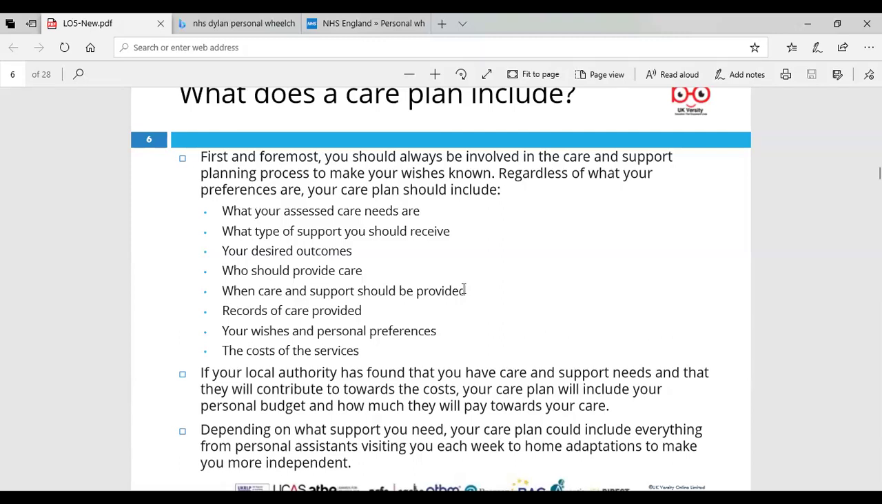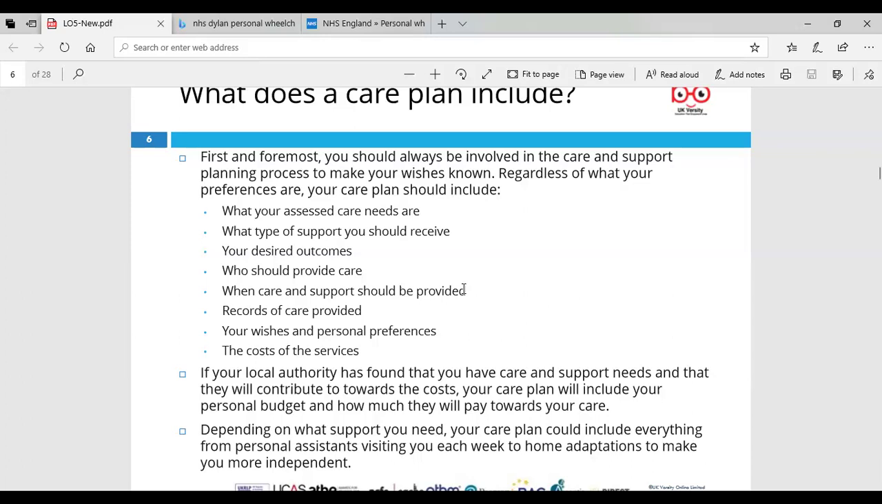When care and support should be provided, is there a waiting time for that? If there is a wait, why is it there? How long will it take? Records of care provided should be included. Their wishes and personal preferences should be there at all times. The cost of the services and the resources should be included. The cost would also include manpower, the materials that you're getting, and all the money that's being spent on it.